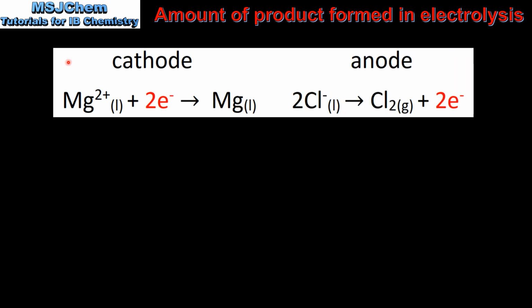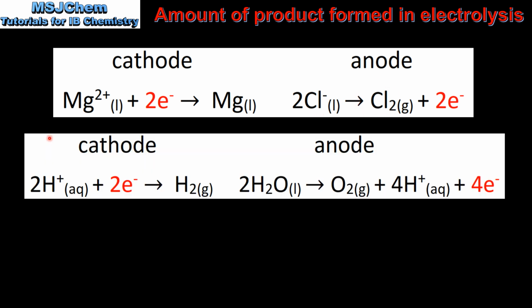Let's look at the equations that occur at the electrodes in the first electrolytic cell. At the cathode, we have the reduction of magnesium 2 plus ions to form magnesium metal. At the anode, we have the oxidation of chloride ions to form chlorine gas. In the second electrolytic cell, at the cathode, we have the reduction of hydrogen ions to form hydrogen gas. At the anode, we have the oxidation of water to form oxygen gas.